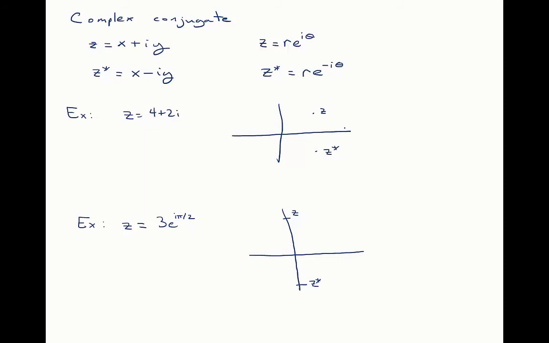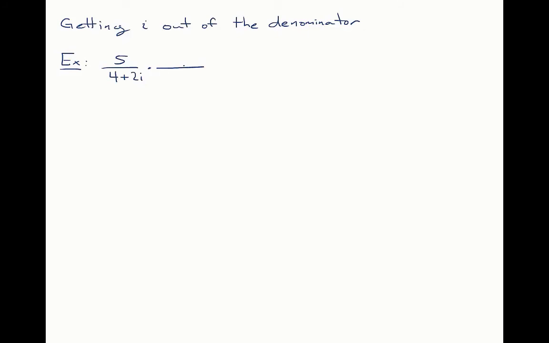Why do we care about the complex conjugate? Well, one reason we care is it helps us get imaginary numbers out of denominators. So let's say we were given a number in the form, or you were doing some calculations with complex numbers, and you end up with this. Well, you can't tell what the real and imaginary parts are, or what the modulus and phase are in this form, because you have the i in the denominator. The way you get i out of the denominator is by multiplying the complex conjugate on the top and the bottom.